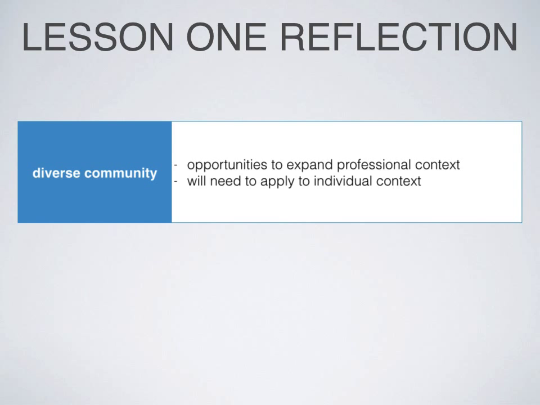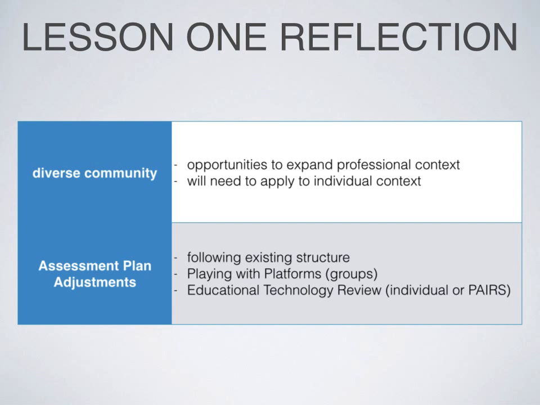The other thing that came out of our first lesson is a little bit of an adjustment on the assessment plan. Based on our discussion, we're going to follow the existing assessment structure, which has three evaluation pieces: the community contributions, the playing with platforms group facilitation, and the educational technology review paper. Just a quick reminder, the playing with platforms is going to be a group project, and I'm going to give you some more direction on that in Lesson 3.